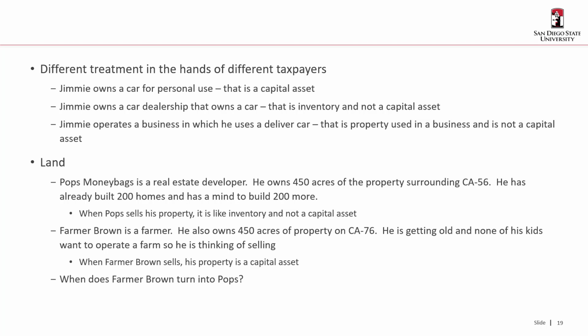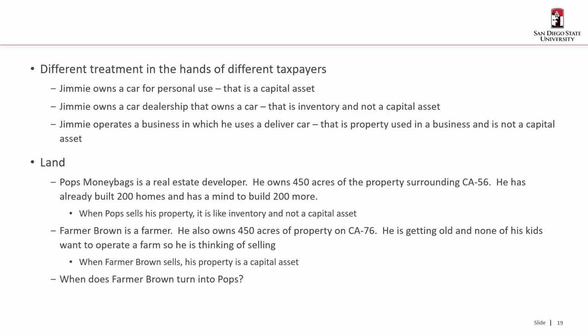So Pop's Moneybags is a real estate developer, and he owns 450 acres of the property surrounding California State Road 56. And he's already built 200 homes, and he has a mind to build 200 more homes. So when Pop sells his property, it feels more like inventory and not like a capital asset. Now, just across the road is Farmer Brown. Farmer Brown is a farmer. And he also owns 450 acres. His property happens to be on California 76. He's getting old. Old Farmer Brown's getting old, and none of his kids want to operate a farm. So he's thinking of selling.